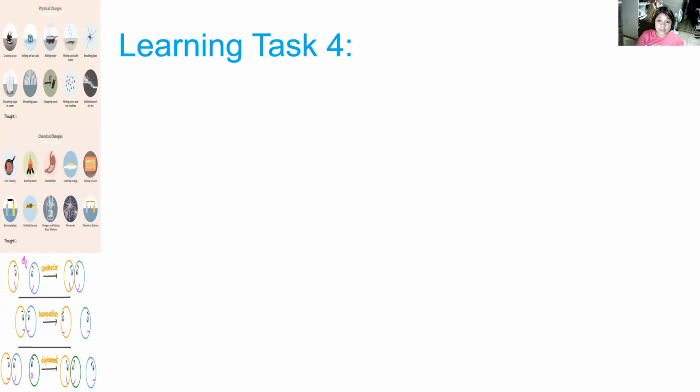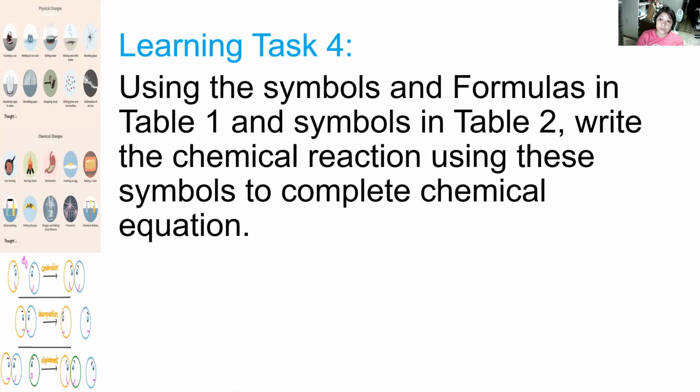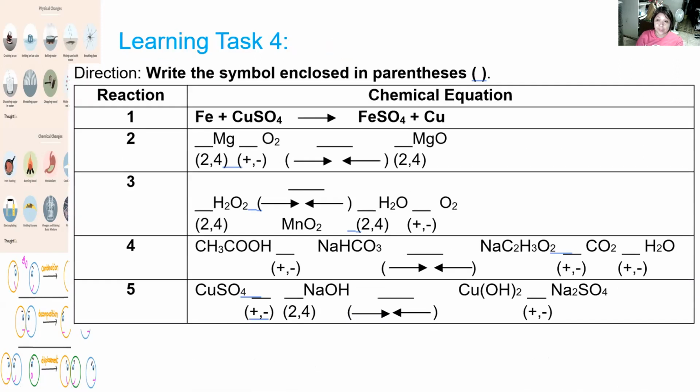Let's proceed with learning task 4. Use the symbols and formulas in Table 1 and the symbols in Table 2. Write the chemical reaction using these symbols to complete the chemical equation. Number one is a sample already. Under every blank, there are choices provided inside the parentheses. You only need to choose one answer and write it on the blank provided.